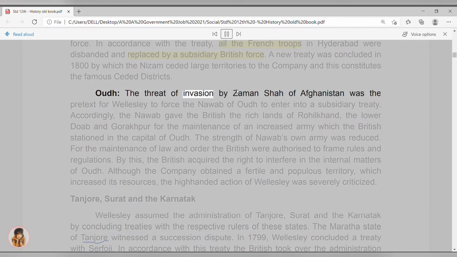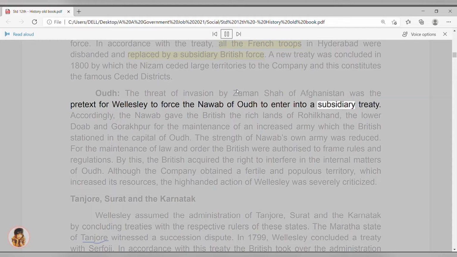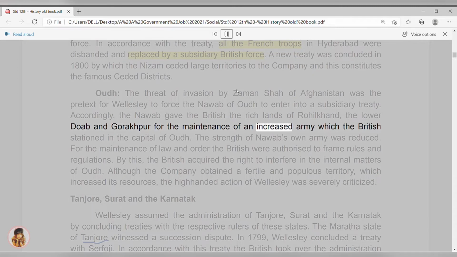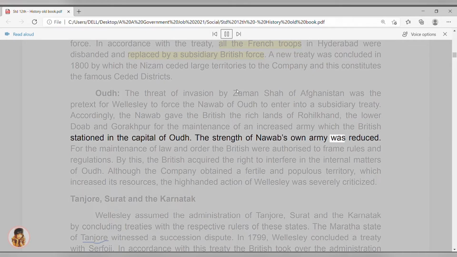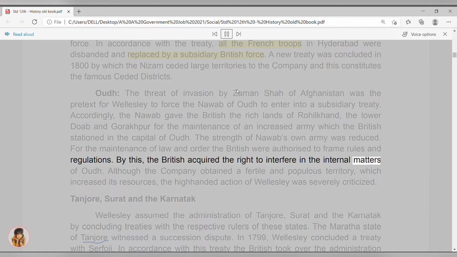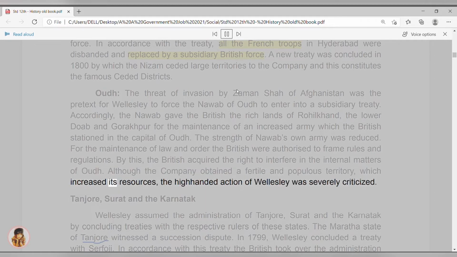Oudh. The threat of invasion by Zaman Shah of Afghanistan was the pretext for Wellesley to force the Nawab of Oudh to enter into a subsidiary treaty. Accordingly, the Nawab gave the British the rich lands of Rohilkhand, the lower Doab and Gorakhpur for the maintenance of an increased army which the British stationed in the capital of Oudh. The strength of the Nawab's own army was reduced. For the maintenance of law and order, the British were authorized to frame rules and regulations. By this, the British acquired the right to interfere in the internal matters of Oudh. Although the company obtained a fertile and populous territory, which increased its resources, the high-handed action of Wellesley was severely criticized.